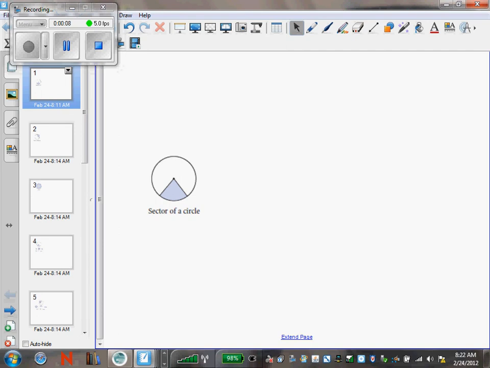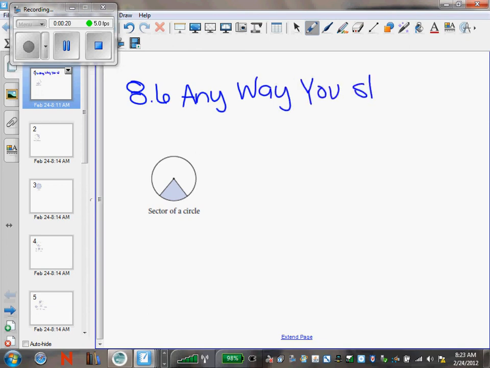Today's lesson is section 8.6, Any Way You Slice It. To be successful in this section, you are going to have to use your area of a circle formula, which we learned in section 8.5. So make sure you remember, area of a circle is equal to pi r squared.